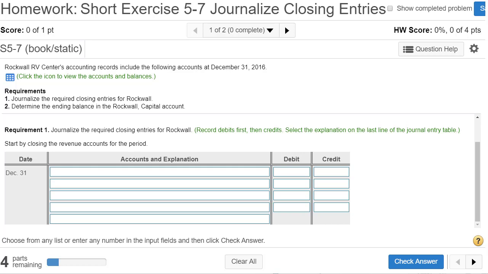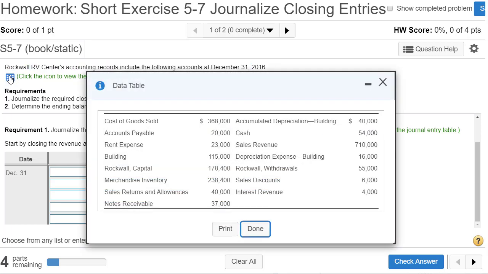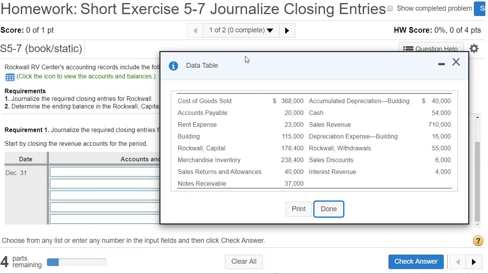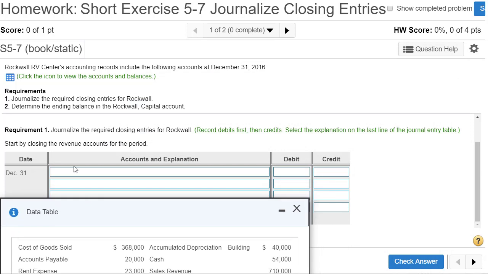Short exercise 5-7. We're going to journalize the closing entries for a merchandising company. Rockwall RV Center's accounting records include the following accounts at the end of the year. So we click here to open up our list of accounts plus their balances, and they are in a random order. So we're going to journalize the required closing entries and then determine the ending balance of the capital account.